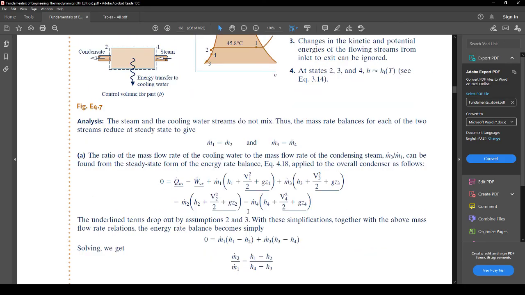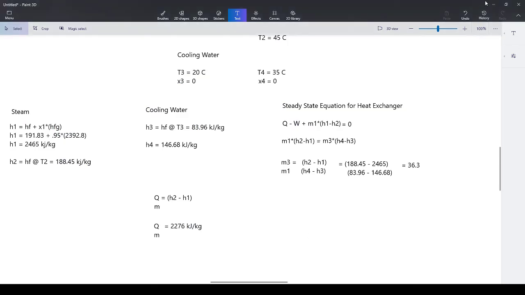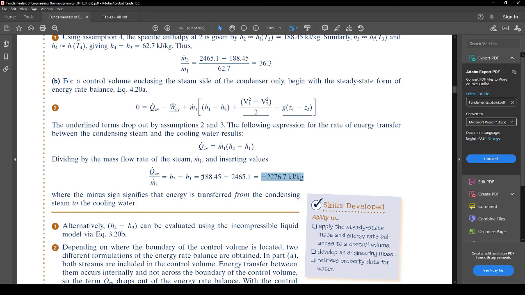I will go look though to be sure. Yep, right here. Which I think that's what we got. Yep. And so this is the heat transfer leaving. And so really fast, you guys can do this either way. You could have written H1 minus H2, and you would have got a positive value here. It would have been a plus 2276.